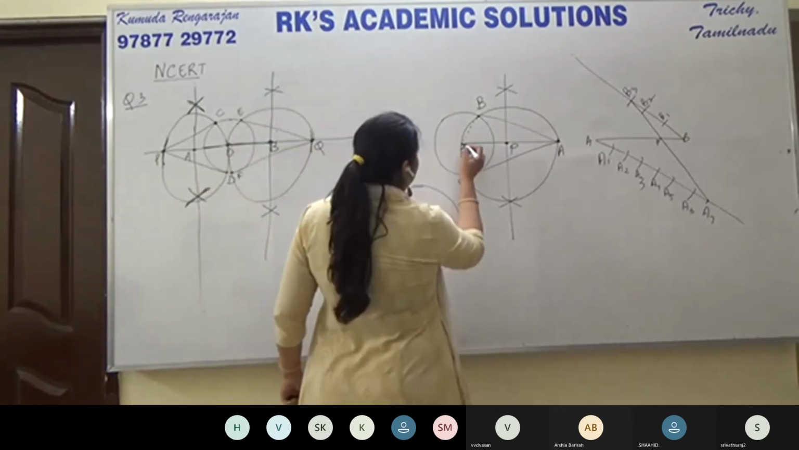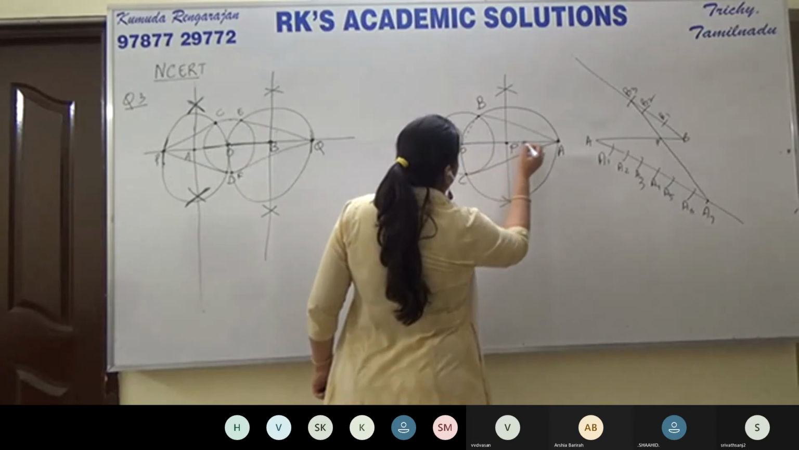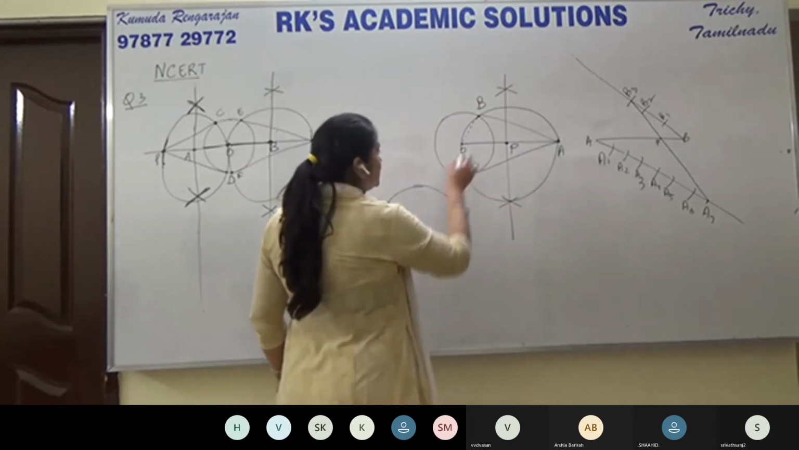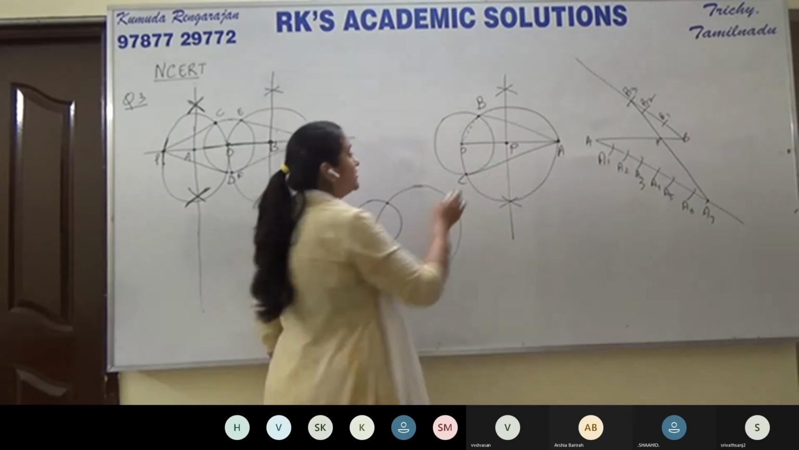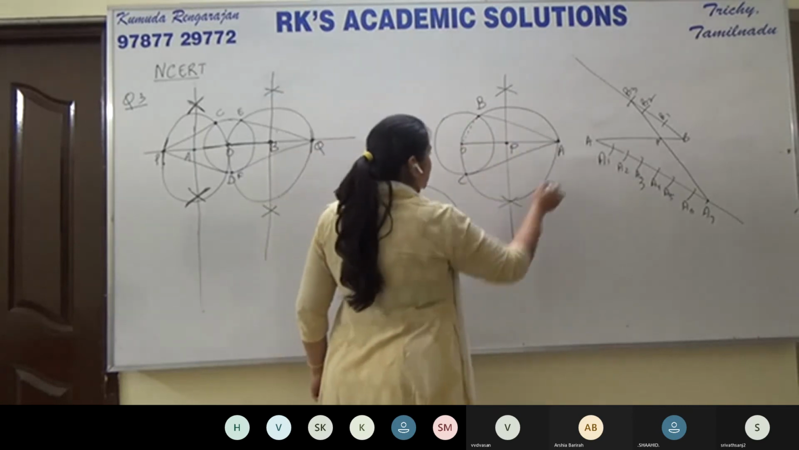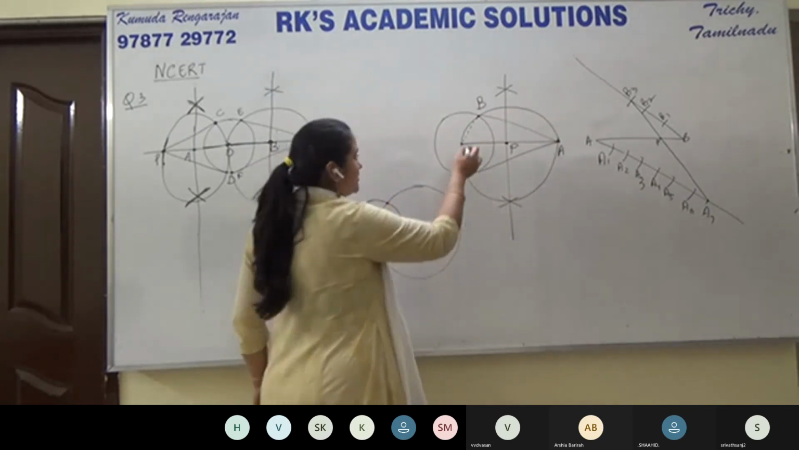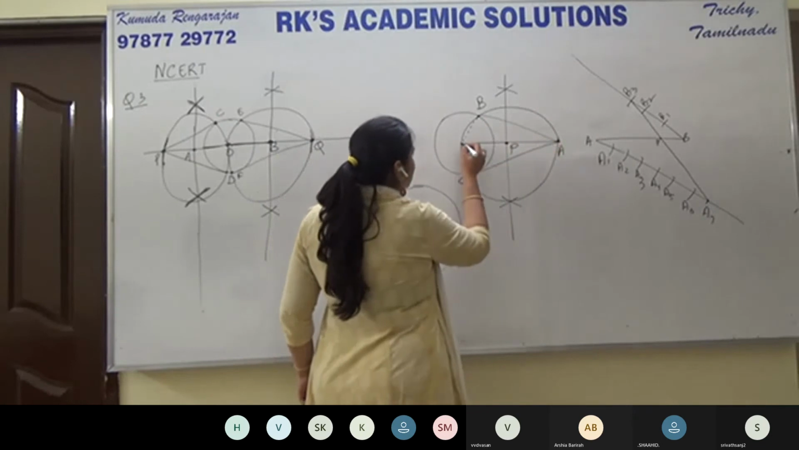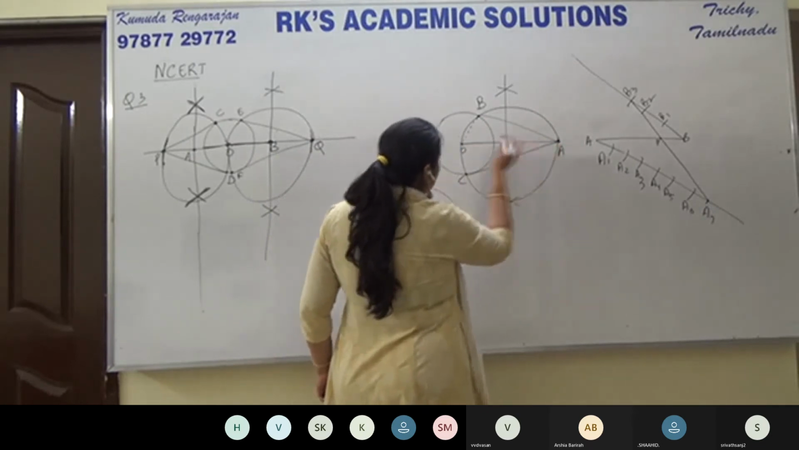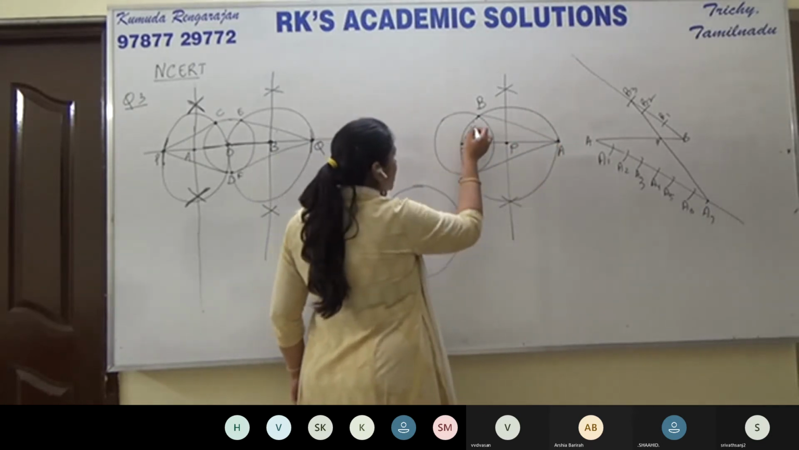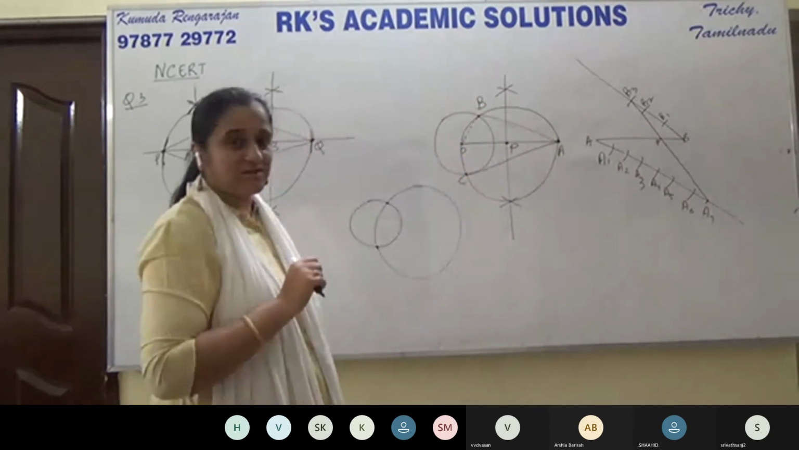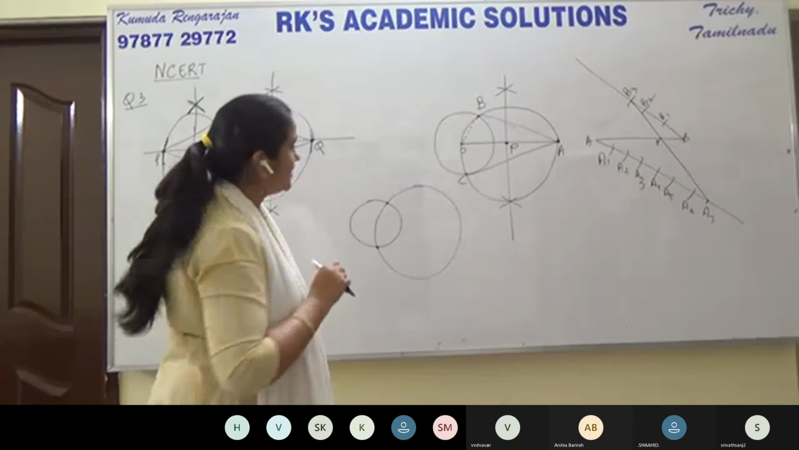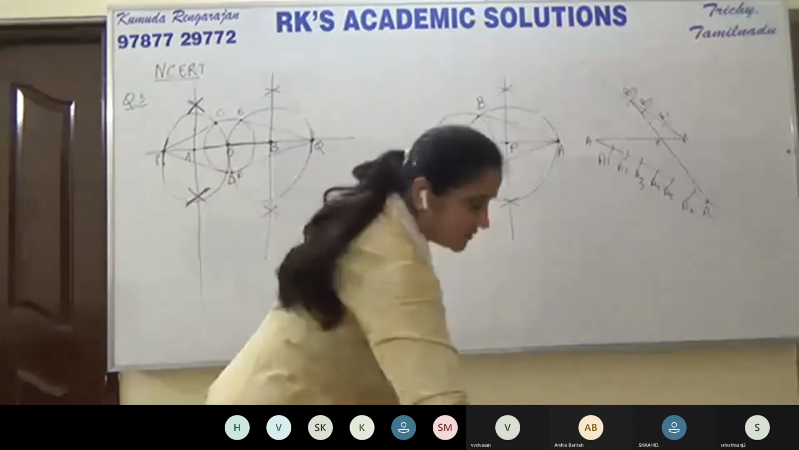Now, what is this one? This is the diameter of the new circle. Please understand, it's a diameter. Now, can you see this line from O and this line from A? Angle in a semicircle is a right angle.